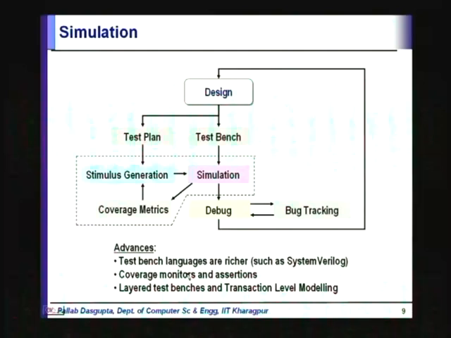So this is a picture which shows you the simulation flow. First thing is that one component is the design. Now, after the design we have the test bench. The test bench is a wrapper around the design which invokes several tests. What are tests? It defines the inputs that are going to be driven into the design.